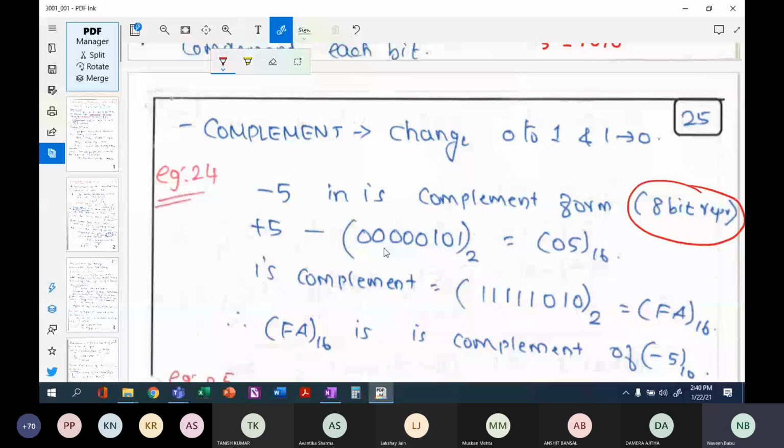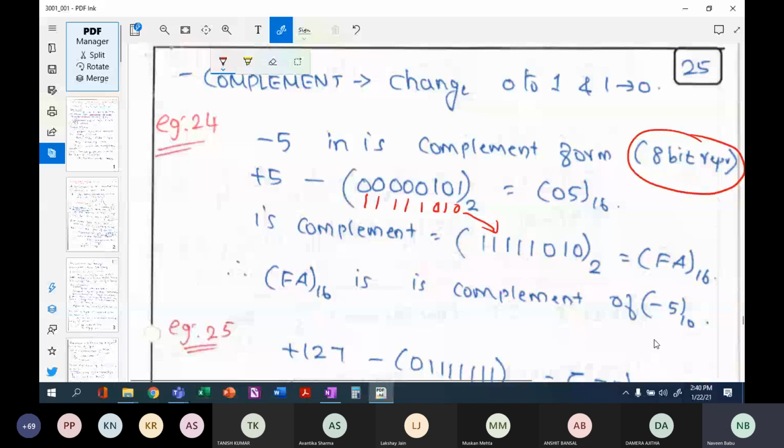Its ones complement is complement everything. So this becomes 1, 1, 1, 1, 1, 0, 1, 0, right? Which is the same as this particular number. And what is the hexadecimal equivalent? Hexadecimal equivalent is FA to the base 16. Now you can always see that FA is the complement of 5. Okay, so that is what we have done here.